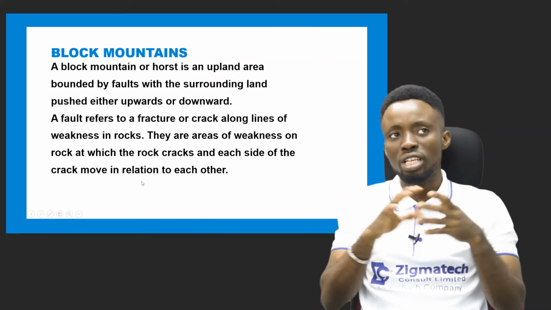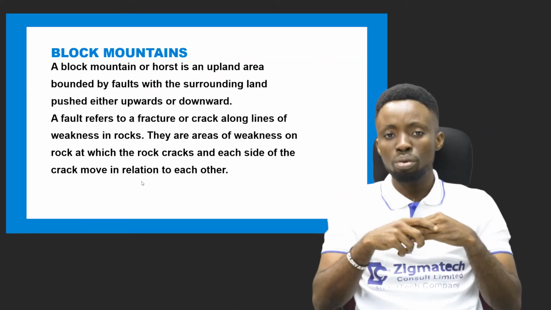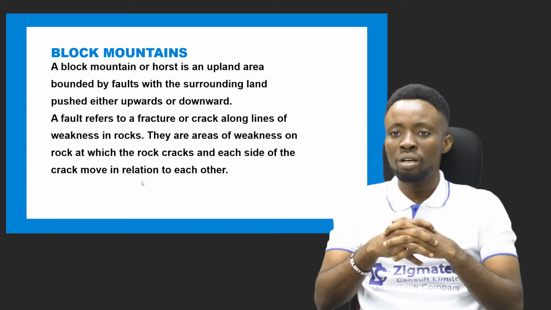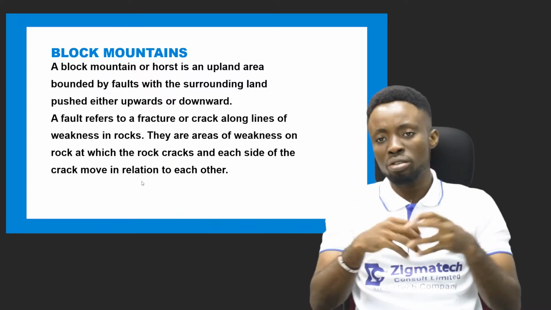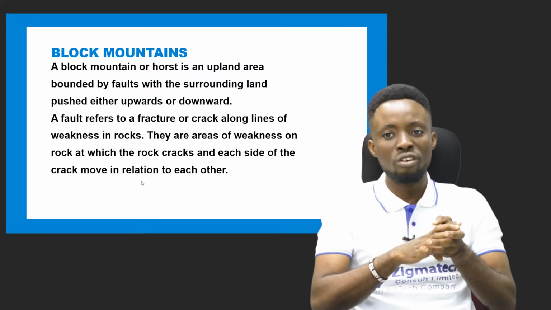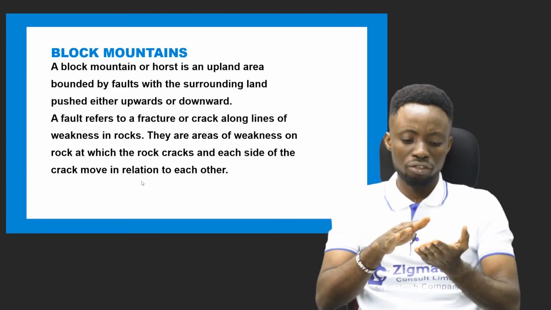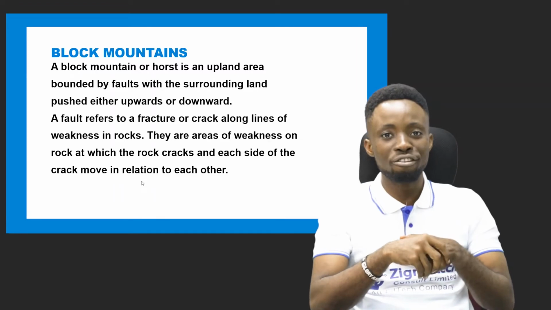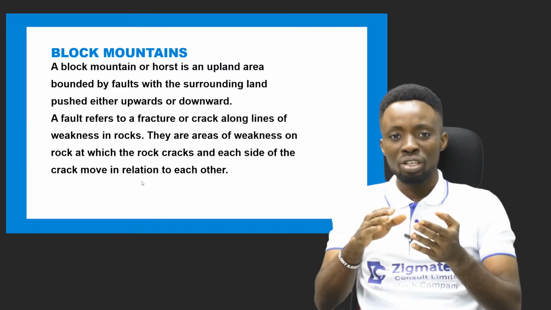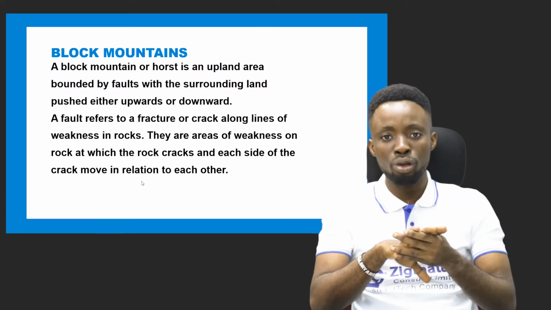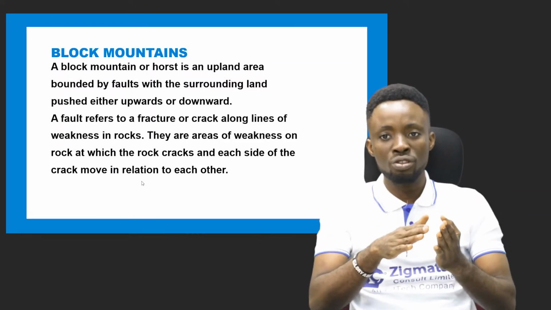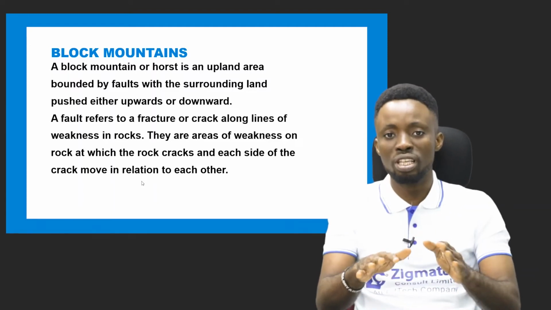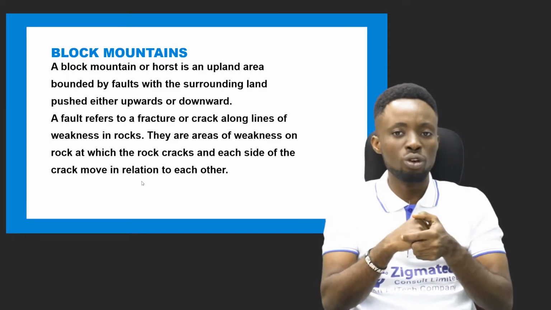So let's look at the second type of mountain, called a block mountain. A block mountain, otherwise known as a horst, is actually an upland area that is bounded by faults with the surrounding land. So if you look at a block mountain, they are actually caused by faulting, and in places where we have block mountains, we have a series of upwards and downwards movement of these rocks that have been shifted as a result of faulting.